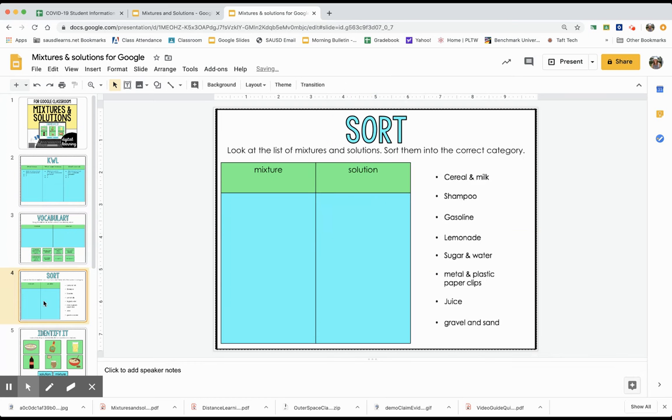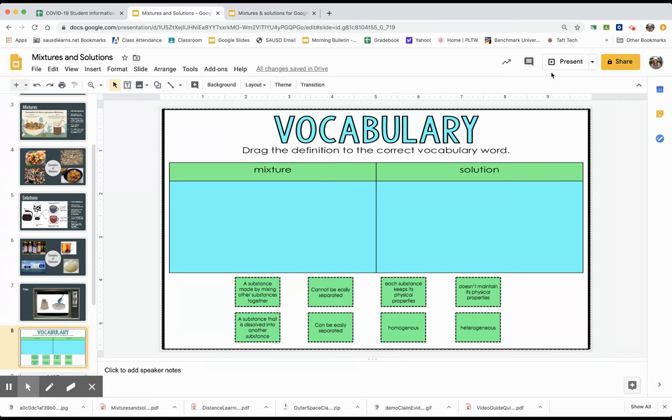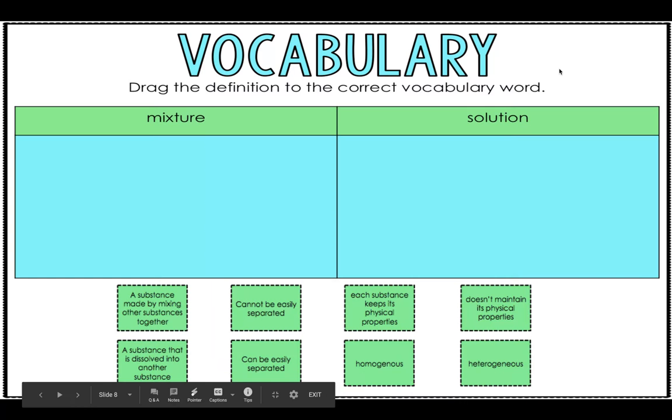The next activity is a sort. You'll take each of these different things and you'll sort it into the right category, mixture or solution. Then finally, you're going to identify these different objects as either a solution. If you think it's a solution, you just put the solution sign right there. Or mixture. If you think it's a mixture, you put the mixture sign right there. So that's what you're going to do today for science. I hope you have a lot of fun.